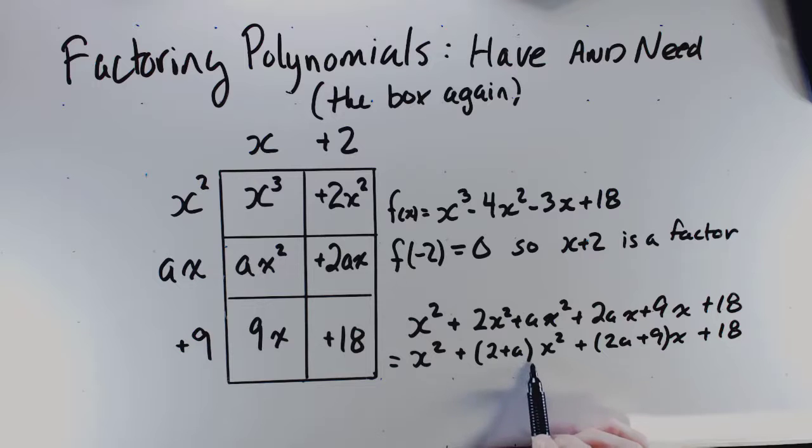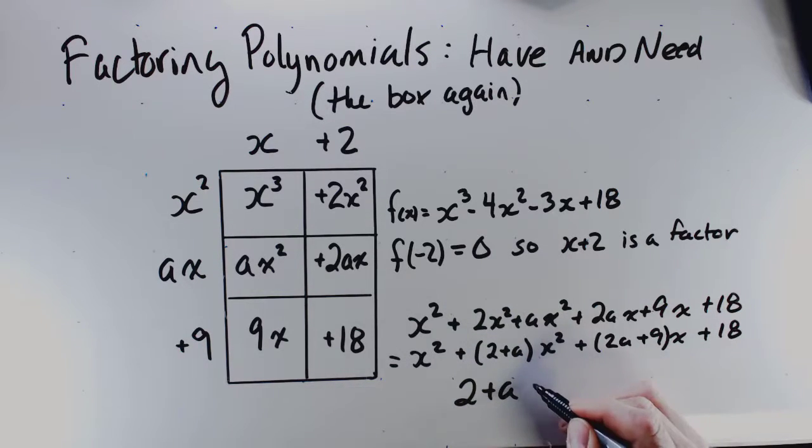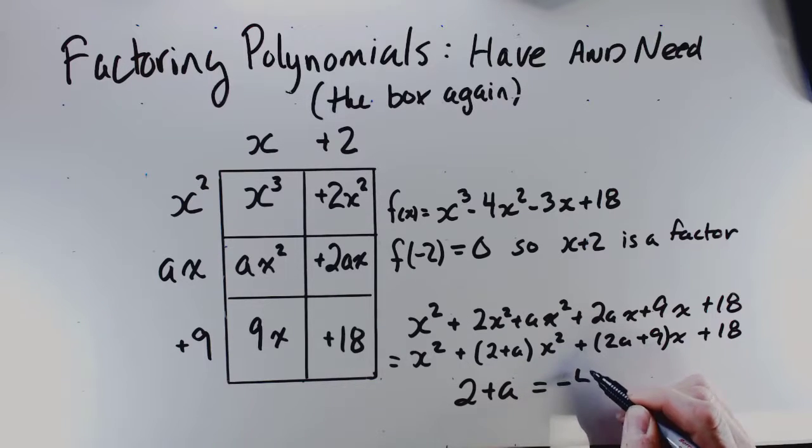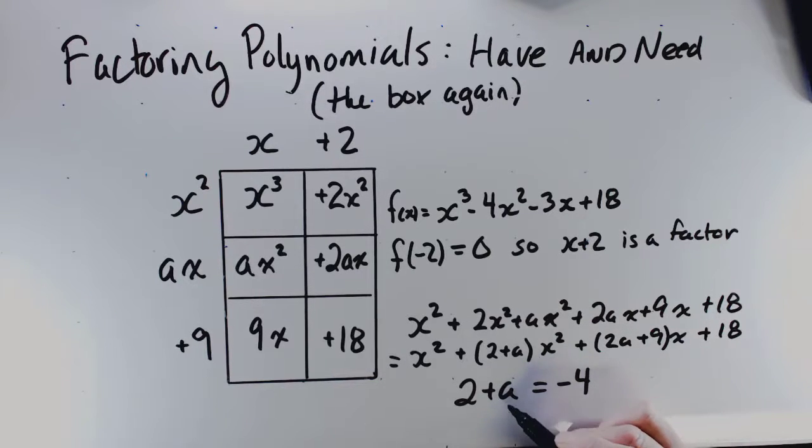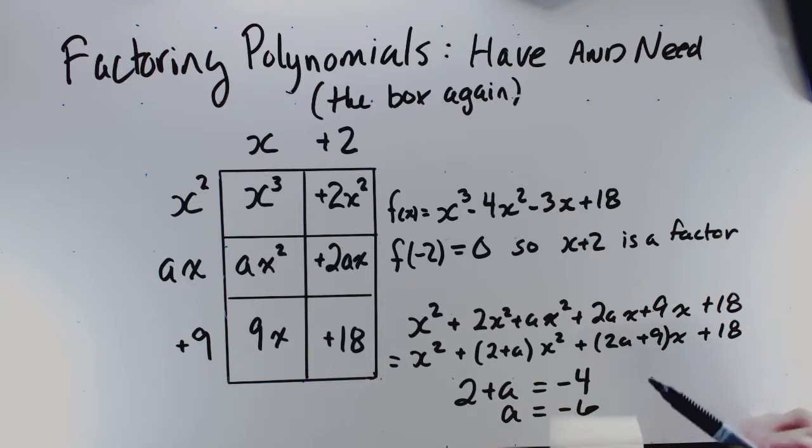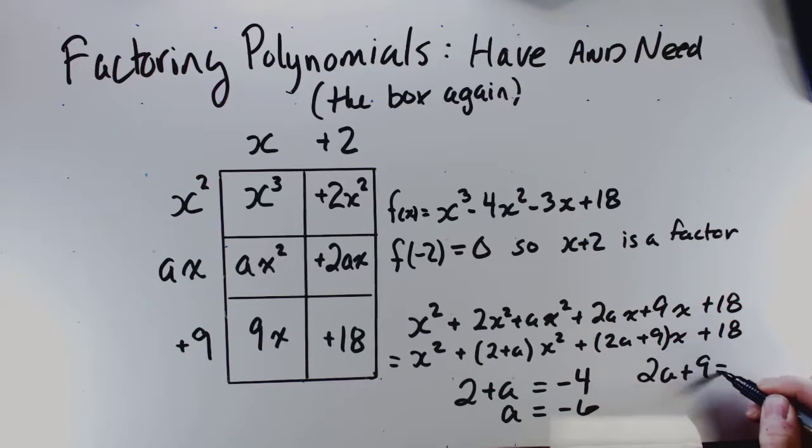Because the coefficient of x squared is 2 plus a right here, but that must equal negative 4. And so I know that a must equal negative 6. I can test this out by looking here and investigating to see if my a value is right. So 2a plus 9, I need that to equal negative 3.